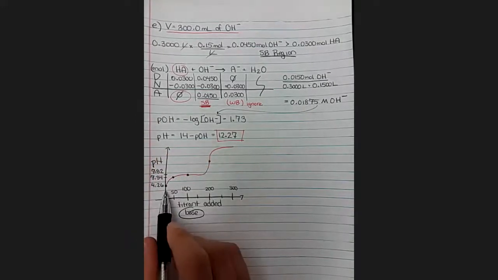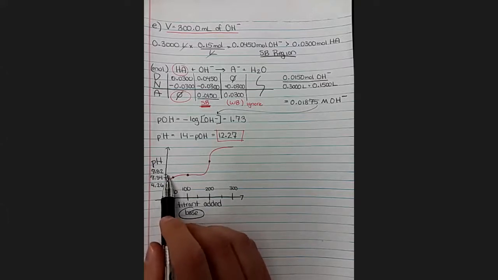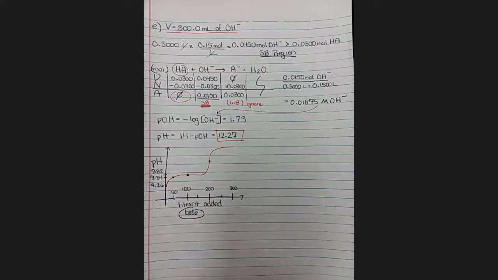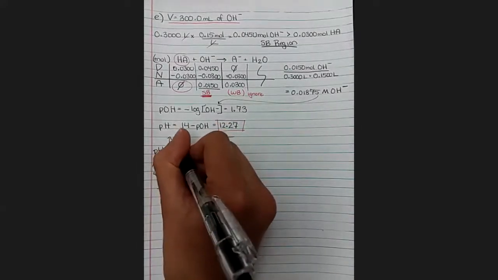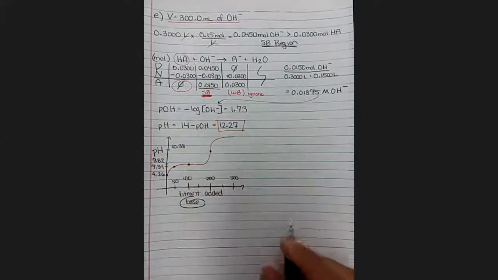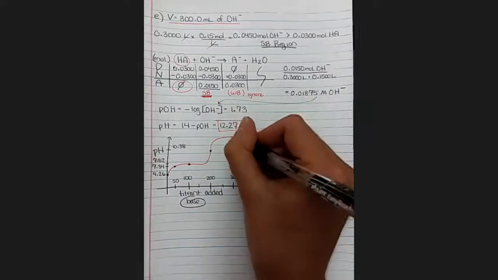So you can see that between 0 and 50, there was a pretty significant pH change, even in my poor drawing. And then with the same volume addition between 50 and 100, the pH only changed by half a unit. So this is the buffer region where it resists pH change. Our next point was volume equals 200. The pH was 10.38. That's at our equivalence point. pH has shot up. And then our final number was at 300 milliliters. We were at 12.27.